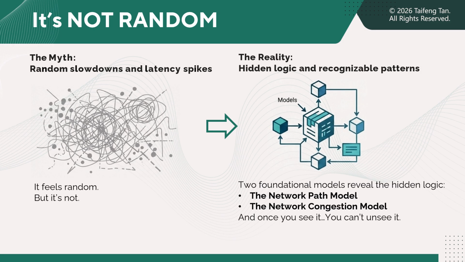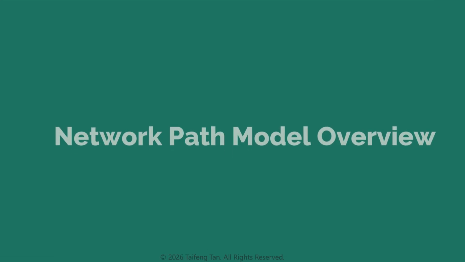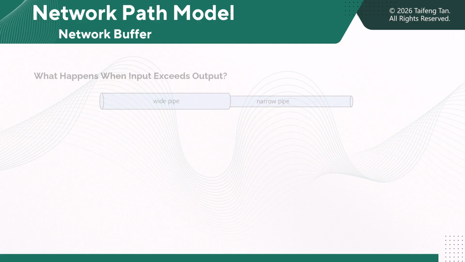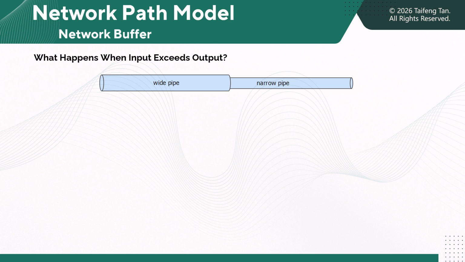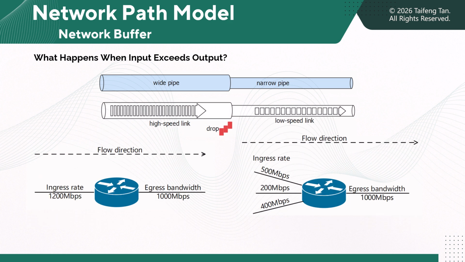Let's dive into our first core concept, the network path model, where we learn that every path is really just one pipe. Imagine water flowing from a wide pipe into a narrower one. When the water hits that narrow section, it can't pass through as quickly, so it starts to slow down and accumulate. Well, a very similar thing happens in computer networks.